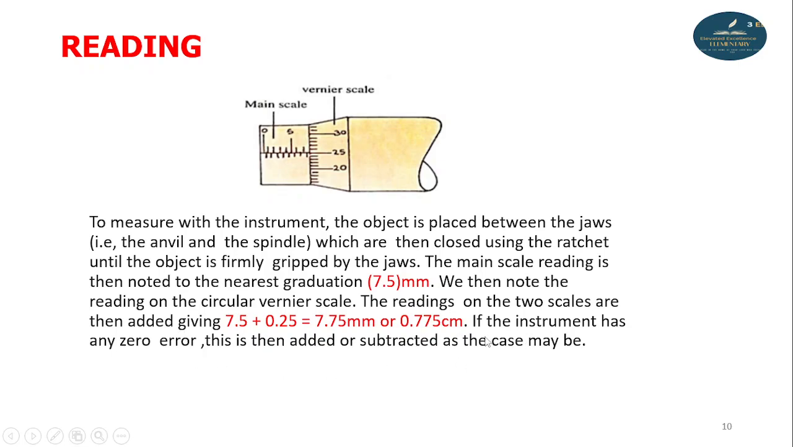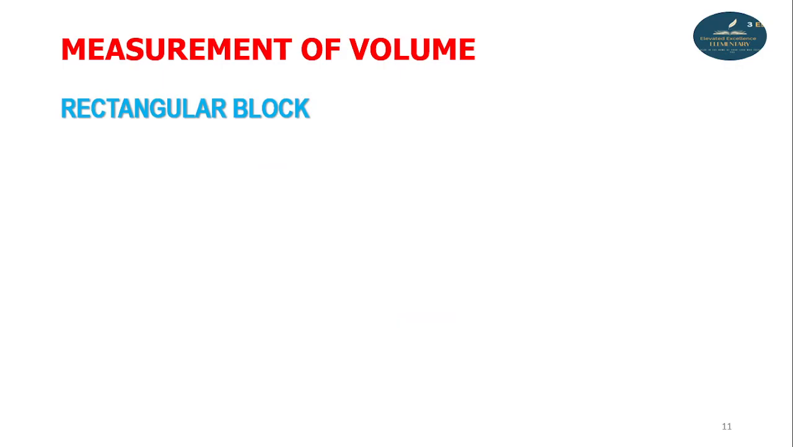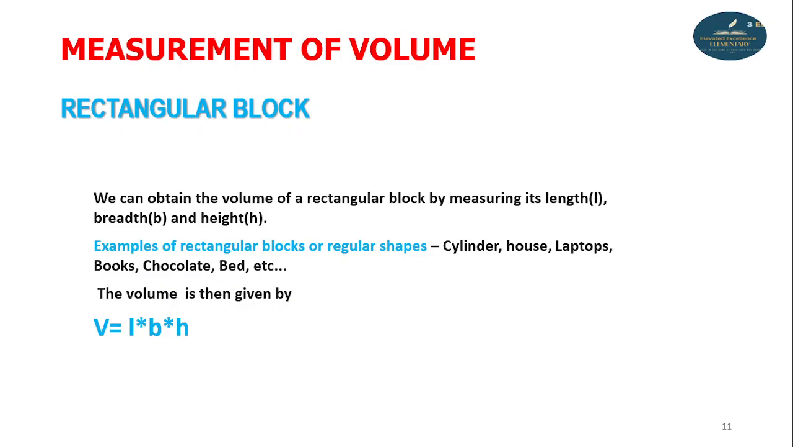So that's it. Okay, we have measurements of volume. How do we measure volume? So now let's take another quantity, volume. With measurements of volume, we have the rectangular block. We can obtain the volume of a rectangular block by measuring its length, breadth and height. Examples of rectangular blocks or regular shapes are cylinder, house, laptops, books, chocolate, bed, etc. So the volume is given by length times breadth times height, which is very simple. So get the length, breadth and height of the object to determine the volume.